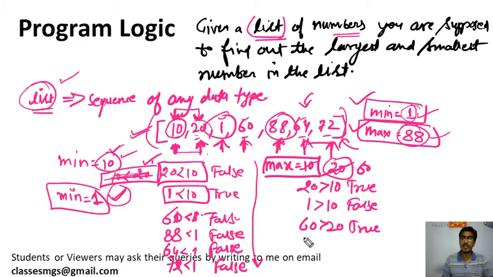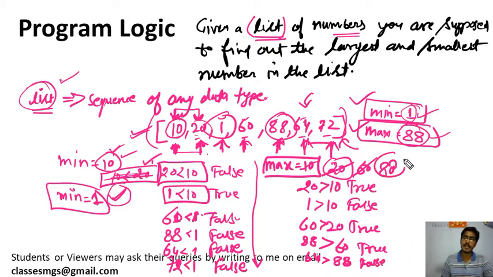Next I will compare it with 88. 88 is greater than 60? Yes, true. That means 60 is not my current maximum. The maximum will become 88. Then we compare it with 64. Is 64 greater than 88? No, it is false, so my current maximum remains 88 only. Then I compare it with 72. Is 72 greater than 88? Again it is false.